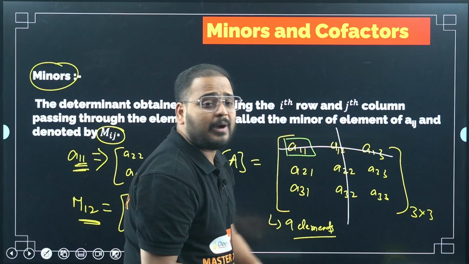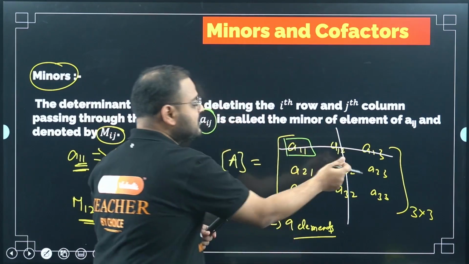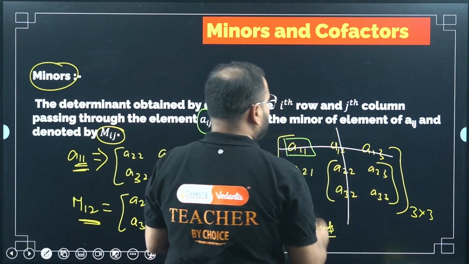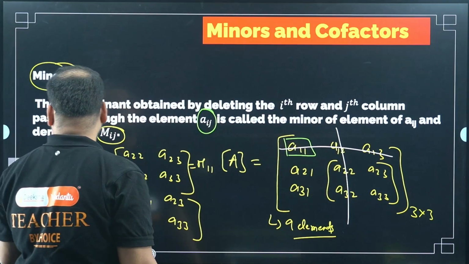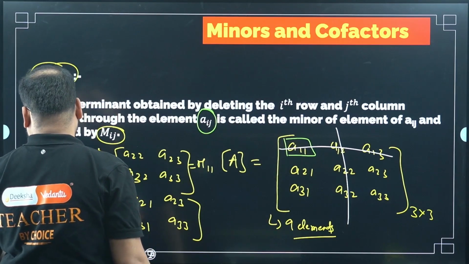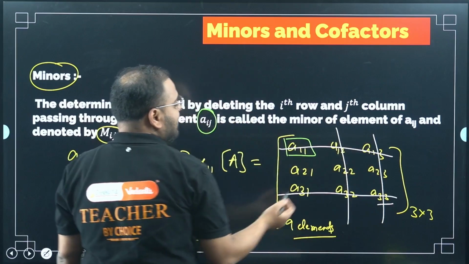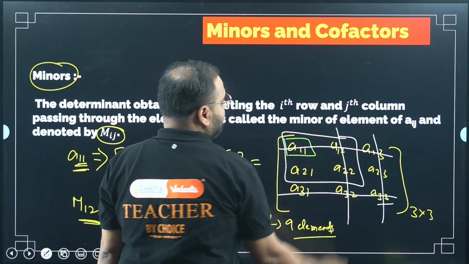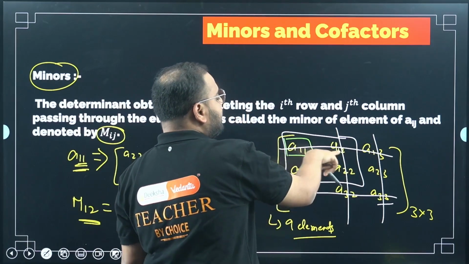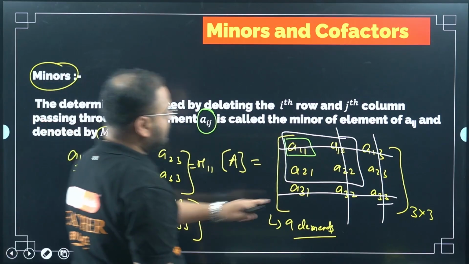For A11, the value might come out the same, because the number will depend on the element value. But if you see the minor, how it is coming and from where, it keeps changing for each element. So let's say A33, if you look at this element, what will be my minor? You'll remove this, and what is left? This will be my minor. I hope you understand that. For the element A33, my minor will be A11, A12, A21, A22. Okay, so let me erase this part.